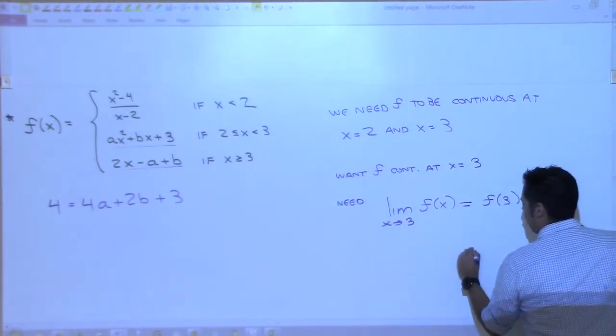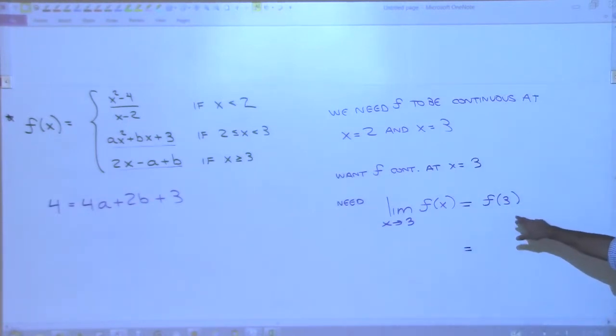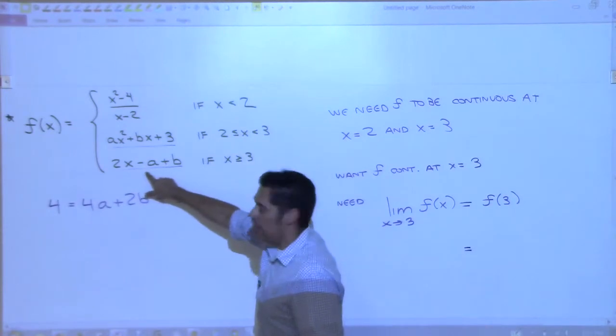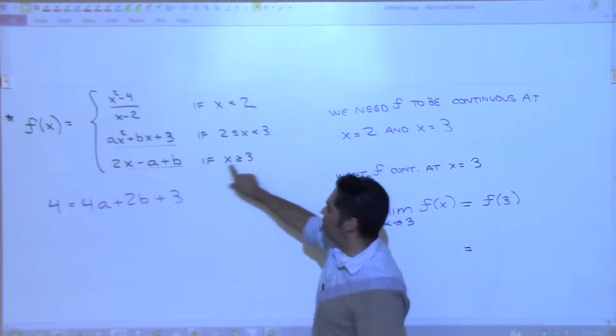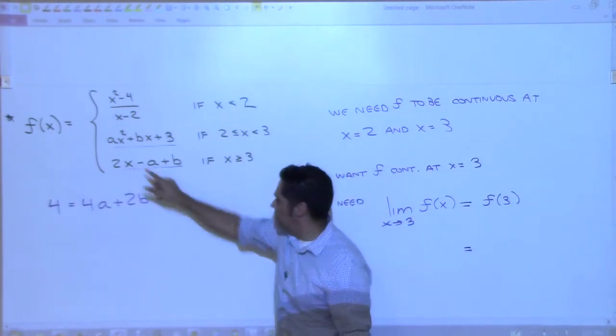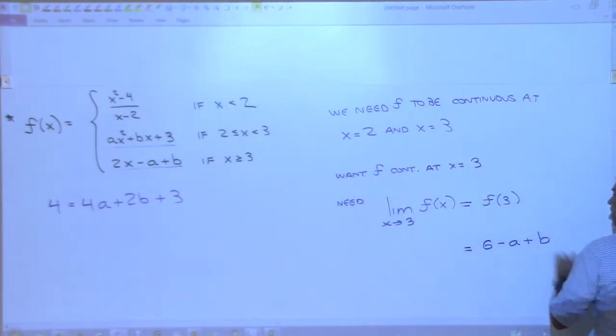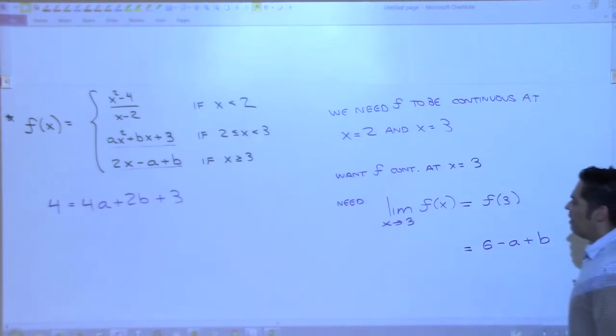So f of 3, what's f of 3? Plug in 3, 2, 6. So in here, right? And that's because you have that bar under here. So plugging 3 in for x, 6 minus a plus b. Okay, good. And for the limit, do we go from the left or right?